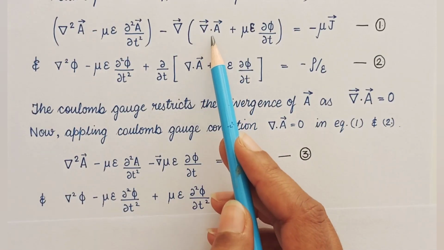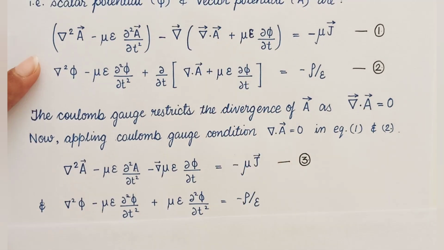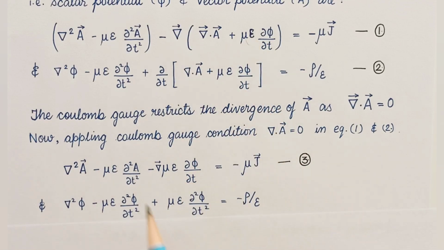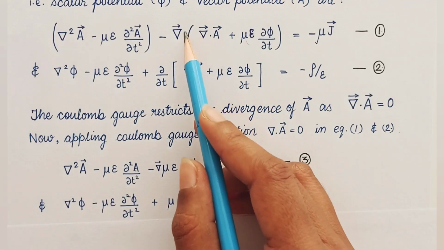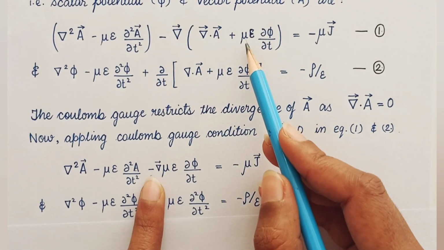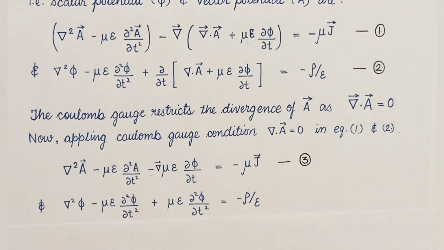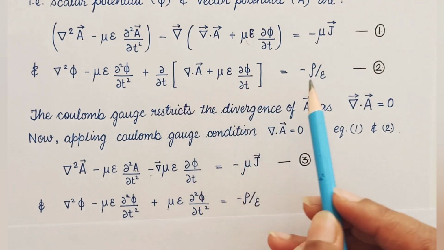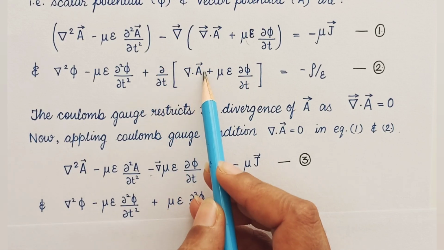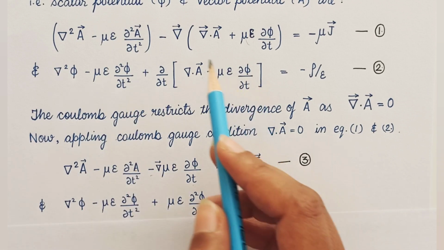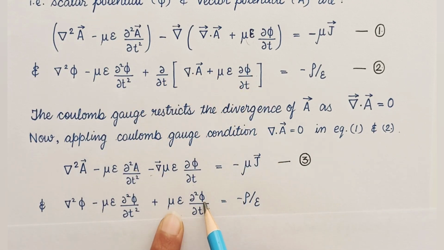So here this del dot A, we are going to put equal to 0, then this term will vanish. Then the leftover term will be this multiplied by del. So we can write this as it is, and over here only del cross mu epsilon curly phi upon curly t as it is, and the right hand side as it is, that is minus mu j. And in the second equation this term will vanish as del dot A is equal to 0. So these two terms as it is over here, and the leftover part, that is mu epsilon curly square phi upon curly t square when we multiply this by this, which is equal to minus rho upon epsilon.